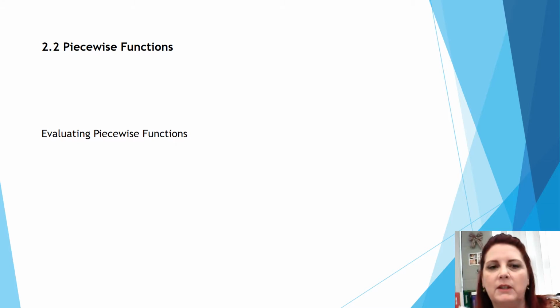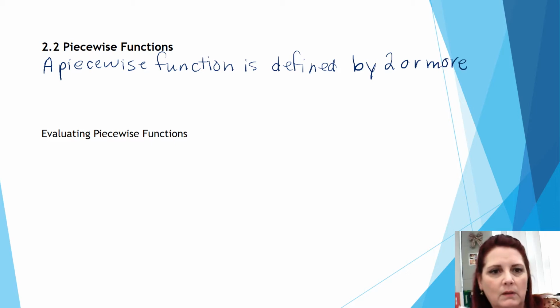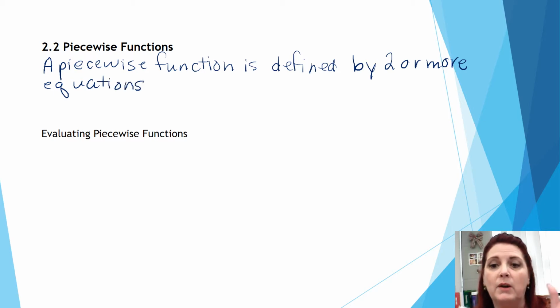So a piecewise function is defined by two or more equations. Now, those equations are going to be shortened into a little part because we're breaking things apart. So they're going to have a specific domain, over a specified domain.